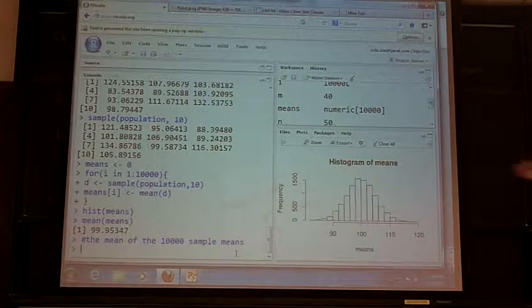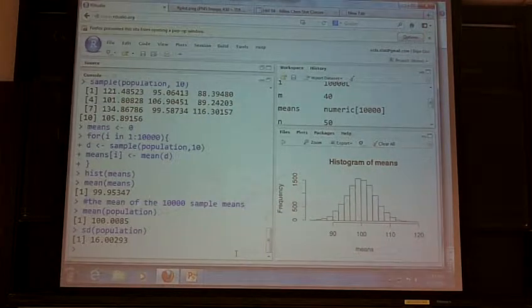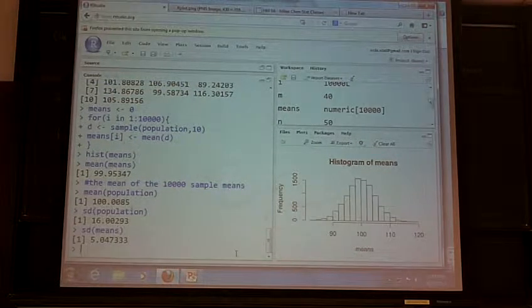We actually didn't calculate the mean of the population, because it's not going to be exactly 100 anyway. The population was 50,000 people. If I ask what's the mean of the population, it was 100.0085, just a tiny bit more than 100. And I can ask, what was the standard deviation of the population? Should be something close to 16. Indeed, it is. But let's ask, what's the standard deviation of all the means? And we see that number is a lot smaller, about 5.